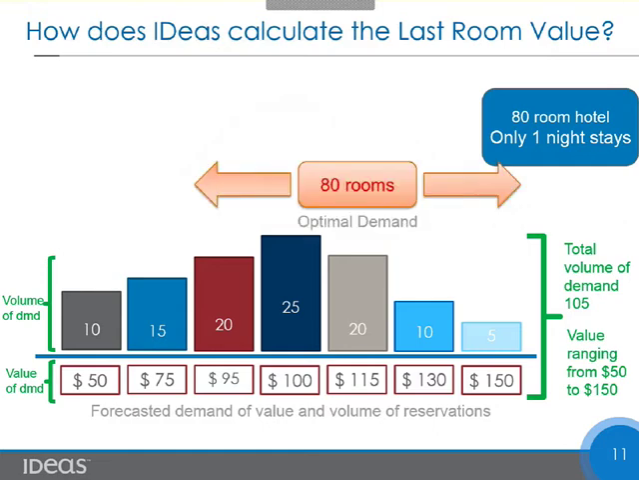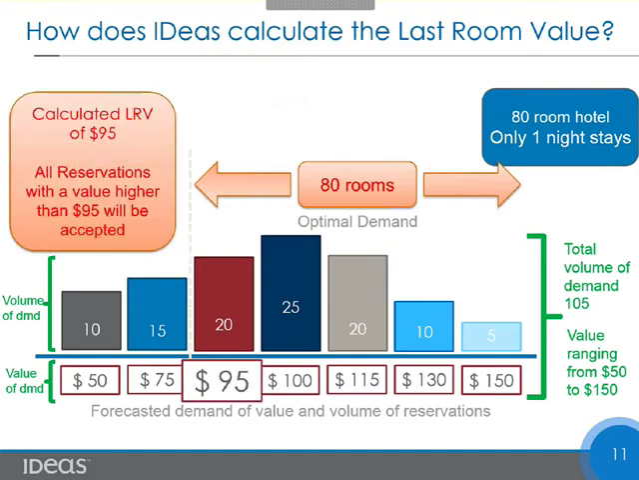Well, 80 to fill the hotel. And the 80 most valuable reservations are 5 rooms at $150, 10 rooms at $130, and so on, until we get to 80 rooms, that is 20 rooms at $95. Hence, 95 is our last room value, the lowest rate to be open for this particular day. Now, obviously, the system does this more sophisticated, looking at more values, at more probabilities, as well as lengths of stays.